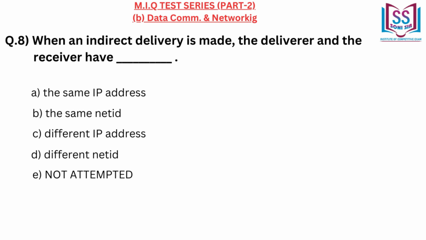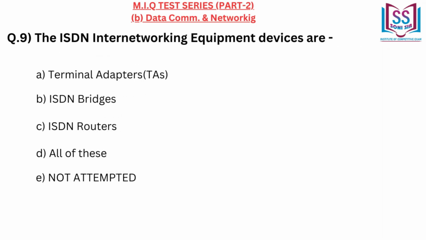The ISDN internetworking equipment devices are ____. A. Terminal adapters. B. ISDN bridges. C. ISDN routers. D. All of these.